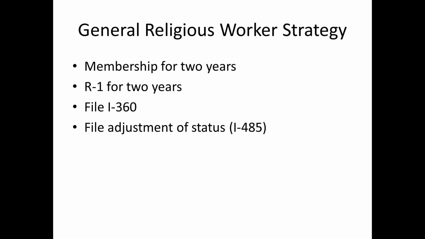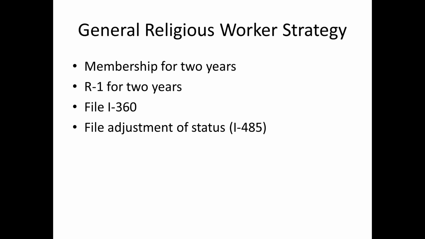Just general religious work strategy. Typically what happens is, as we said, you need membership for 2 years. So if the person that you want to apply for doesn't have membership of the organization for 2 years, you have to wait until that happens. The person has to become a member of the organization, and then for 2 years, typically they would be on an R1. Why for 2 years? So that they can gain the experience for the green card.